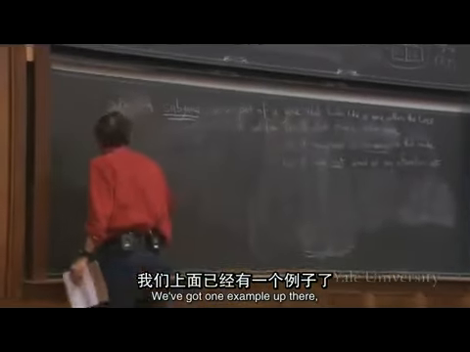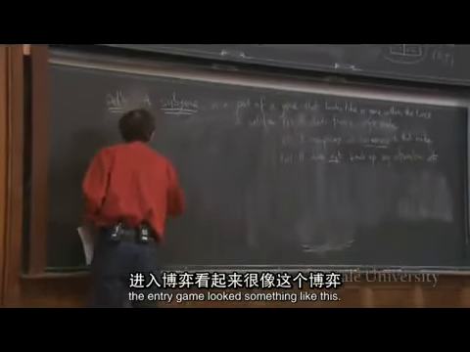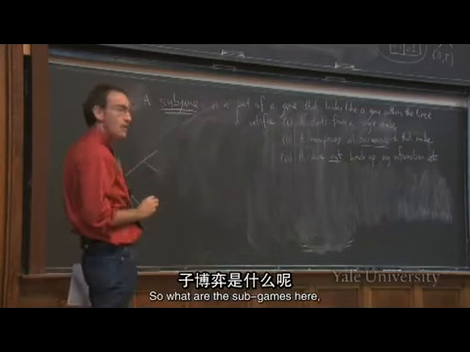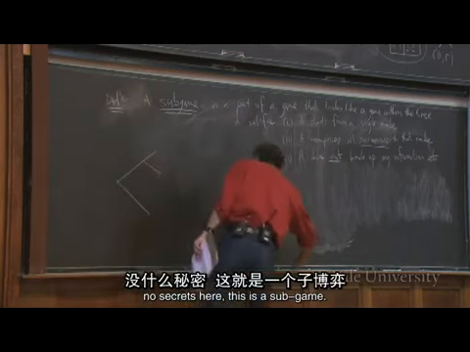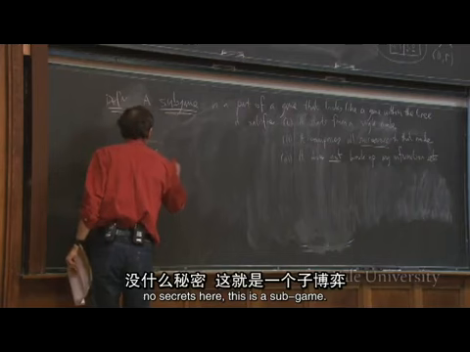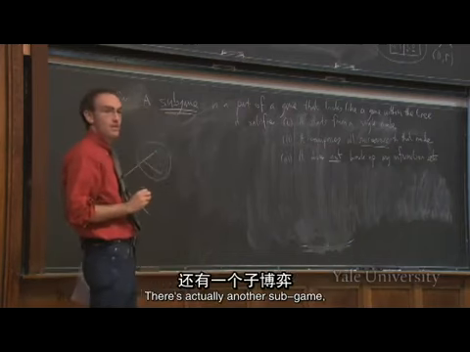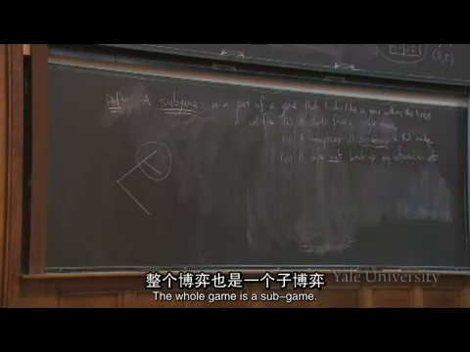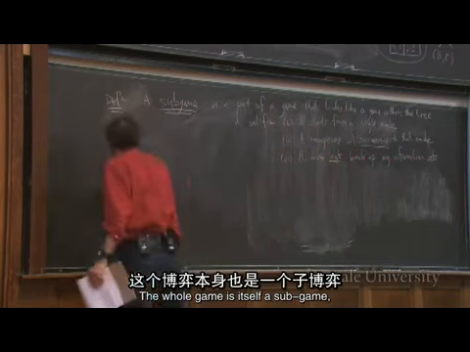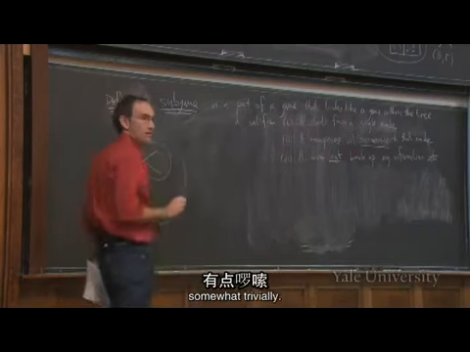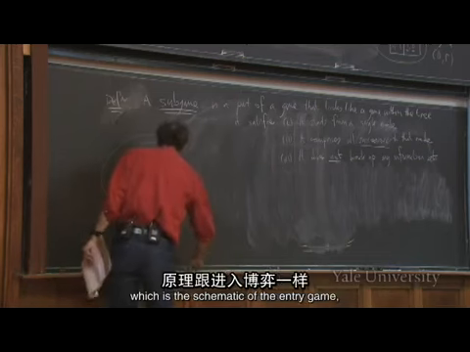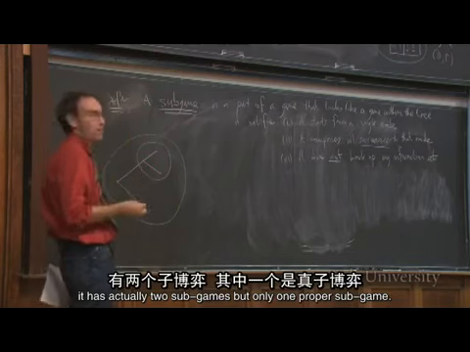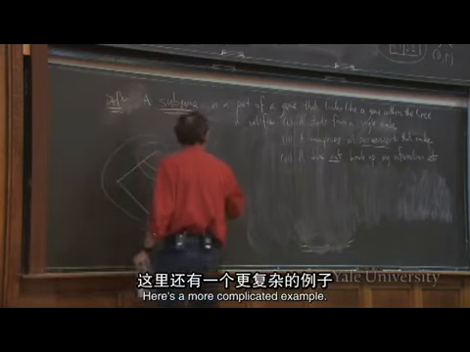We've got one example up there. The entry game looked something like this. So what are the subgames here? No secrets here. This is a subgame. There's actually another subgame. You want to see what the other subgame is? The whole game is a subgame. The whole game is itself a subgame, somewhat trivially. So this particular game, which is the schematic of the entry game, has actually two subgames, but only one proper subgame. Here's a more complicated example.